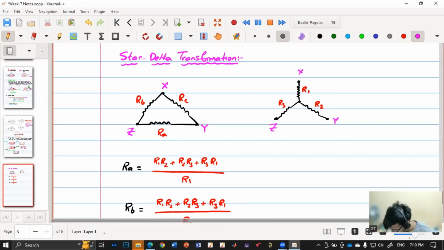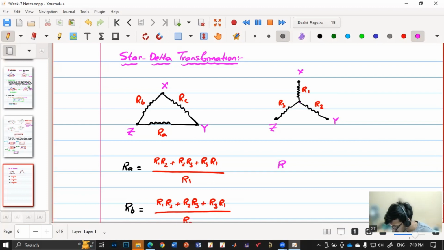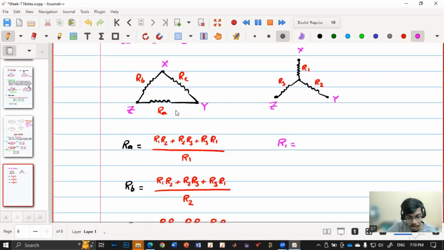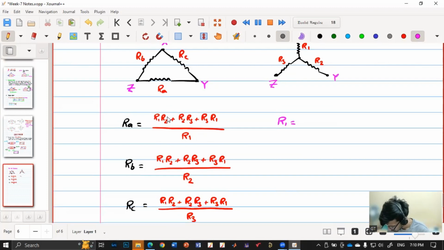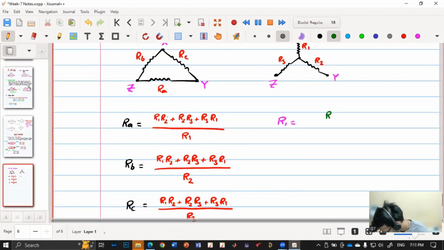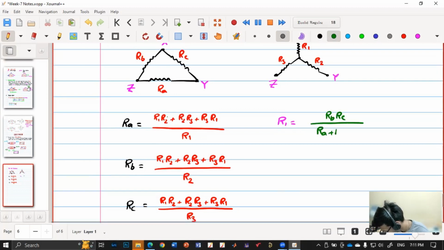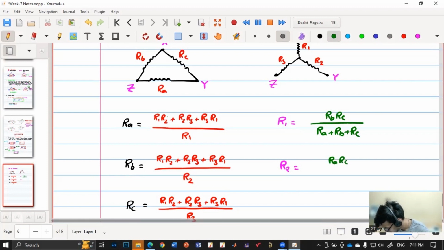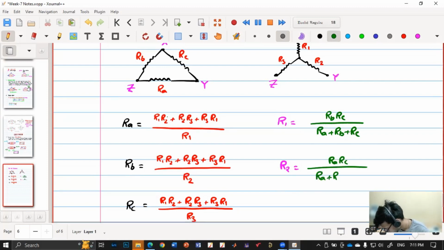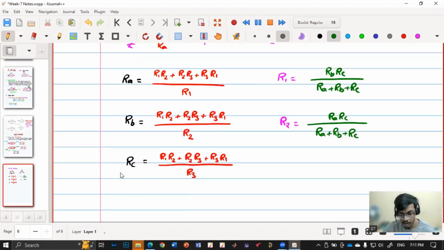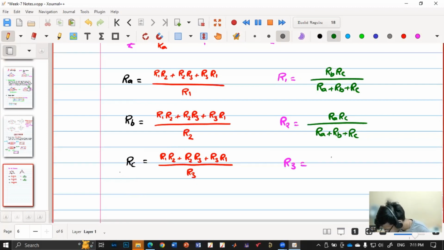Now, R1 is equal to RB RC by RA plus RB plus RC. Here the denominator remains the same and the numerator keeps on changing. Similarly, R2 is equal to RA RC by RA plus RB plus RC. And similarly, R3 is equal to RA RB by RA plus RB plus RC.